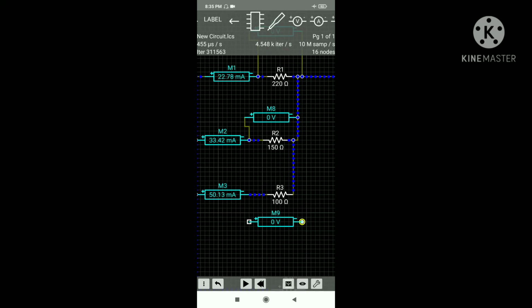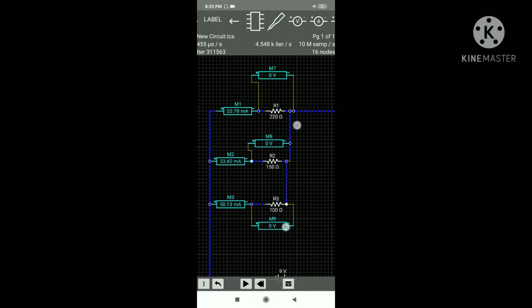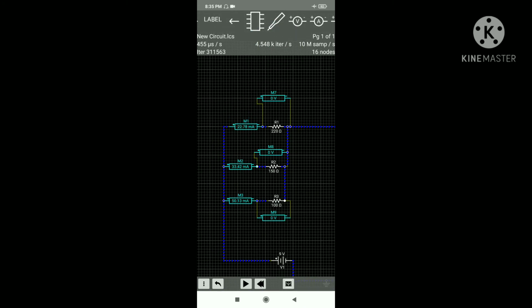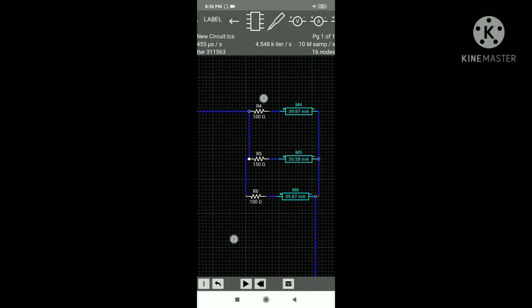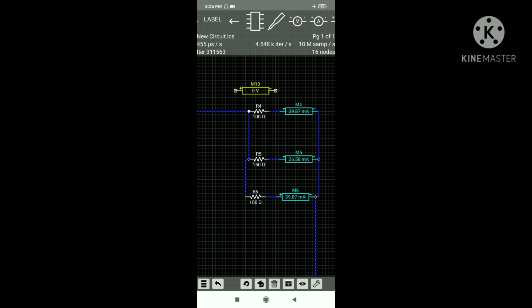third across R3. All these voltages must be the same, as we know that in a series circuit the current is the same while the voltage differs across the resistors, whereas in a parallel circuit the voltage across all resistors is the same, whereas the current is different. This is the parallel circuit, first branch AB. All voltages must be the same. Similarly, for branch B and C, all voltages are required. Therefore, we can measure the voltage across R4, R5 and R6 using this voltmeter.